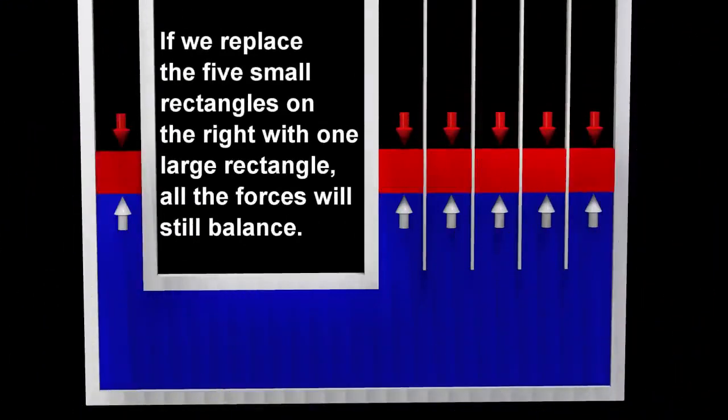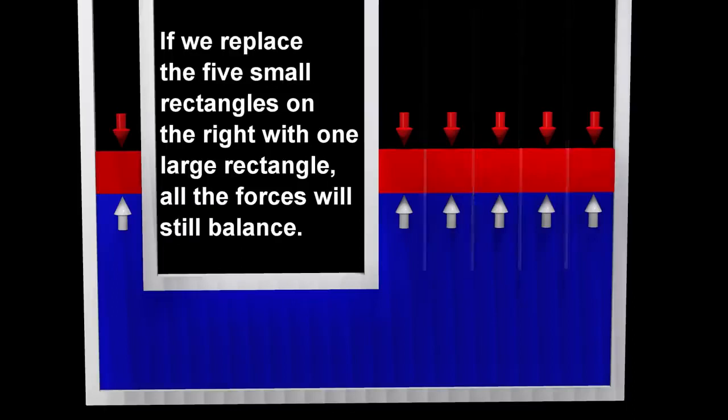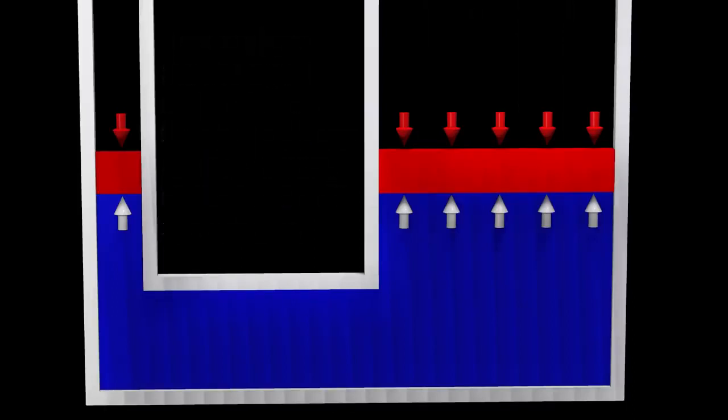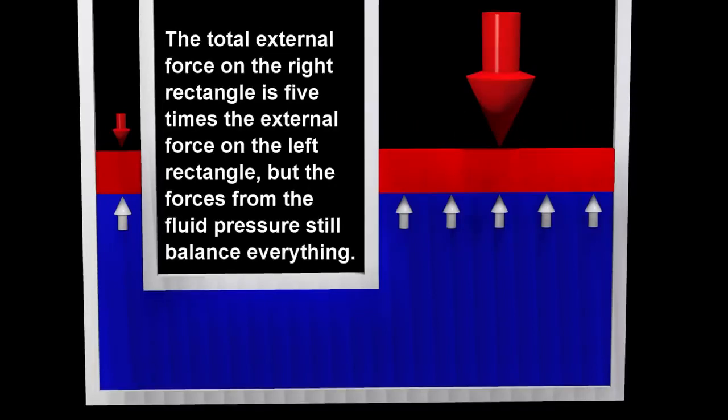If we replace the 5 small rectangles on the right with one large rectangle, all the forces will still balance. The total external force on the right rectangle is 5 times the external force on the left rectangle. But the forces from the fluid pressure still balance everything.